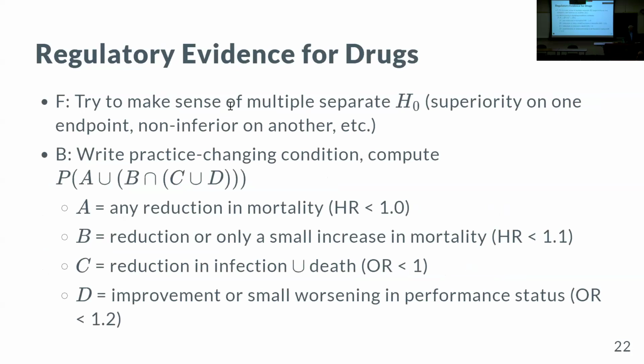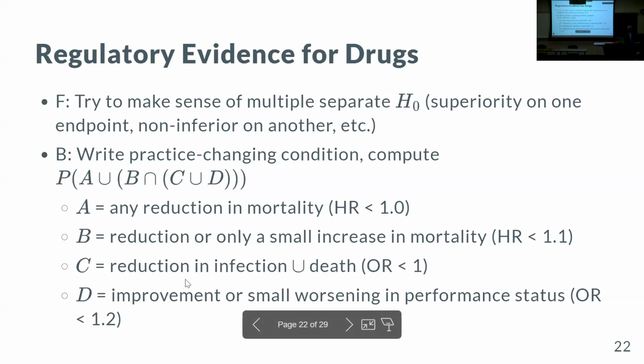So what you do when you have multiple outcomes is you decide what condition would make us want to recommend this therapy. So in this particular example, the condition we put in a grant proposal was that either condition A is satisfied or condition B was satisfied, and at least one of these was satisfied. And so A is any reduction in mortality. So if you achieve that, you're good. If you don't achieve that, is it non-inferior with regard to mortality?